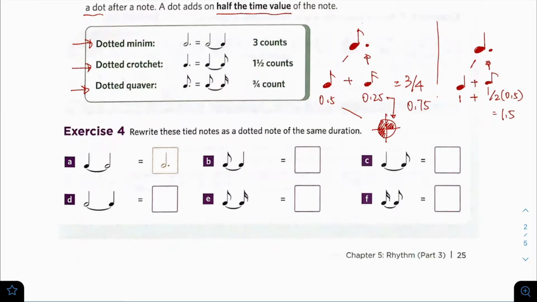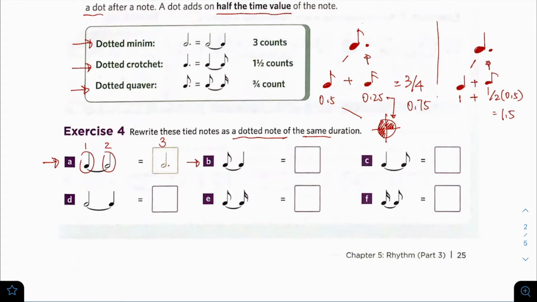Exercise 4. Rewrite these tied notes as a dotted note of the same duration. So here you're going to add the tied notes together, and you will use one note to represent the answer. Question A is done for you as an example. We have a crotchet, which is 1, plus a minim, which is 2. So altogether, we have 3 counts, and we can use a dotted minim to represent 3 counts.